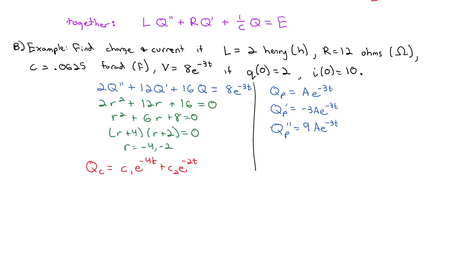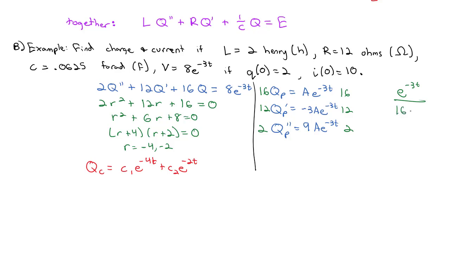Going back to our original equation, then, we've got 2 of the Q double primes, 12 of the Q primes, and 16 of the regular Q's. So I'm going to multiply by that on both sides. And when I do, I only am going to end up with e to the negative 3t's. So let's organize our terms.